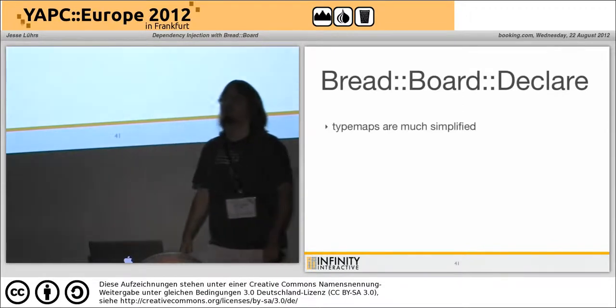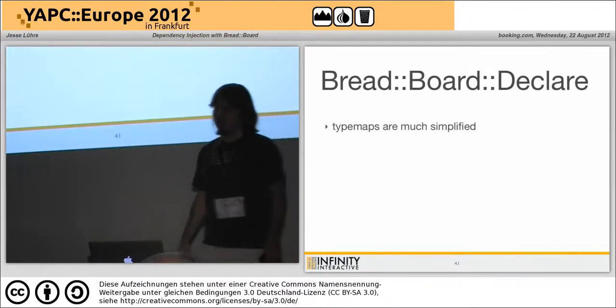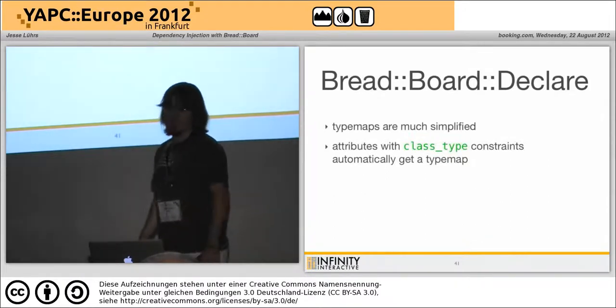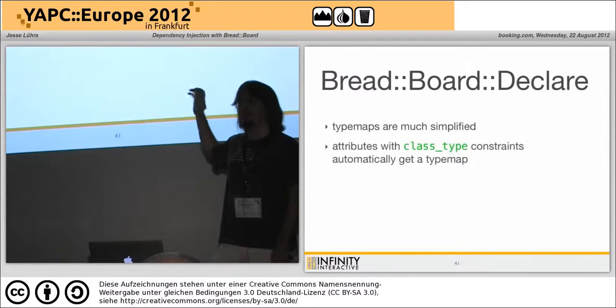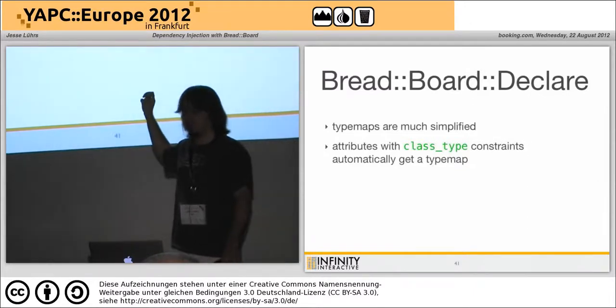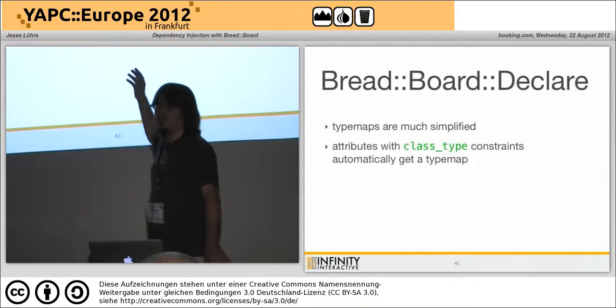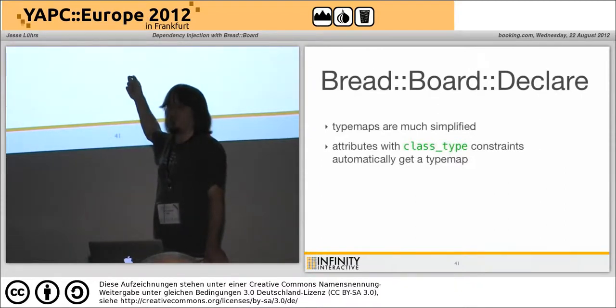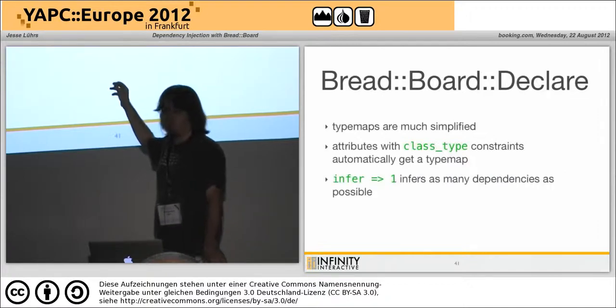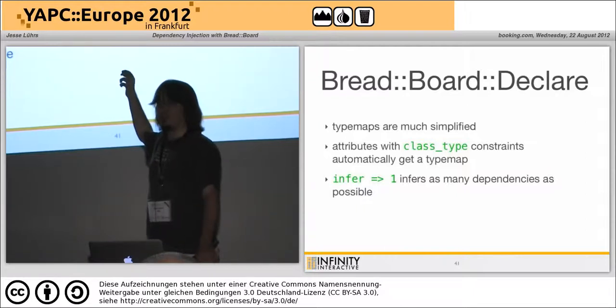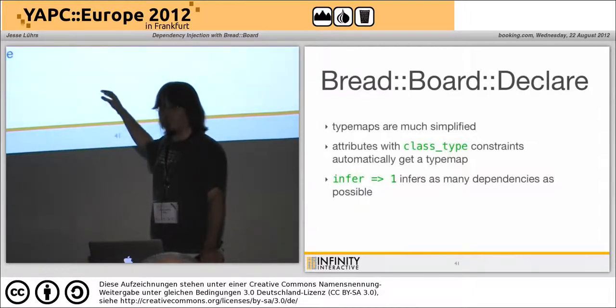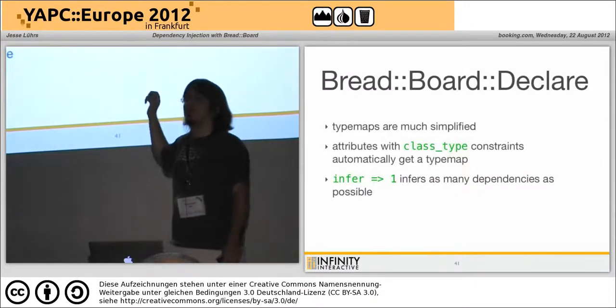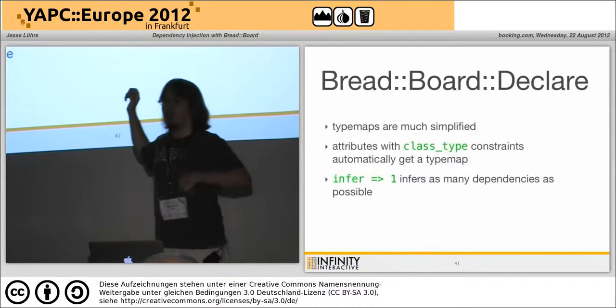BreadBoard Declare also makes type maps a lot simpler. It automatically just infers how the type map should be set up by the type constraints on your attributes. So if you declare an attribute that is a view, it will figure out that you want to be adding that service to the type map with the class of view. And then if you specify infer, it will automatically do all the type inference for that service.